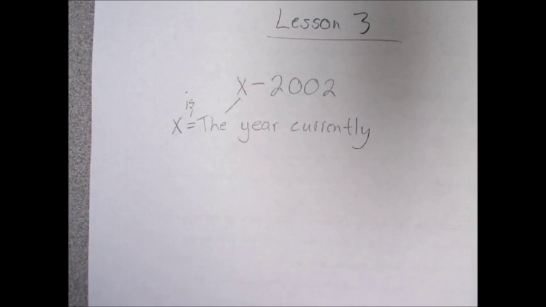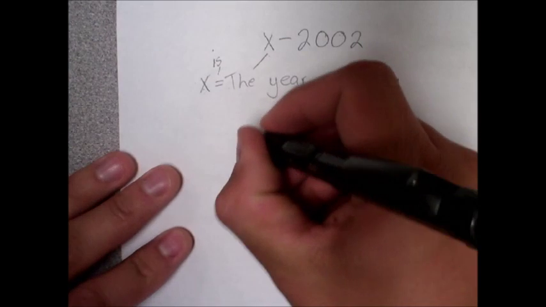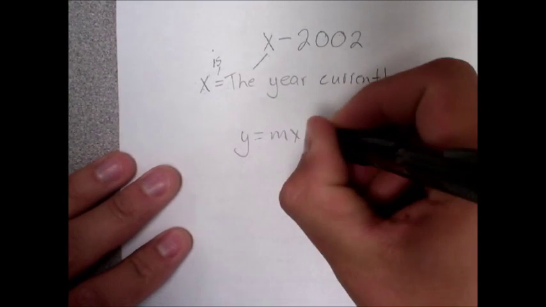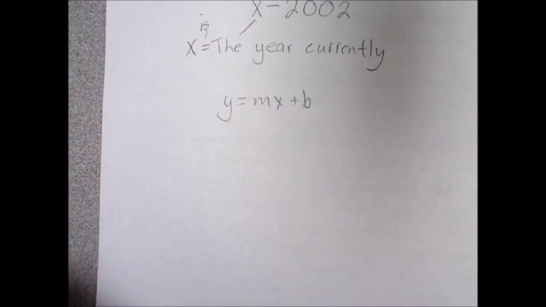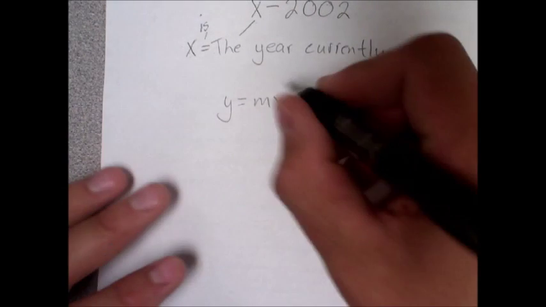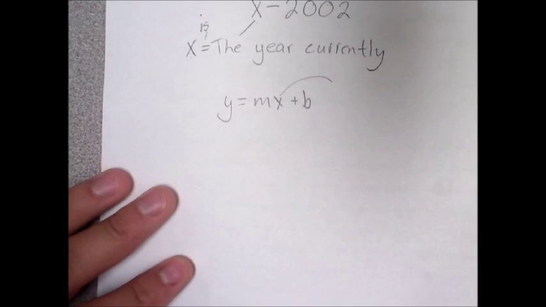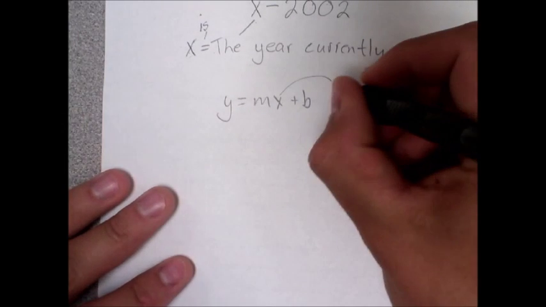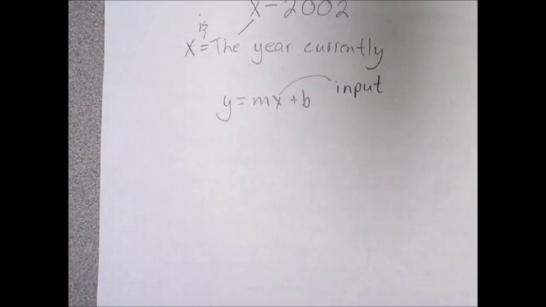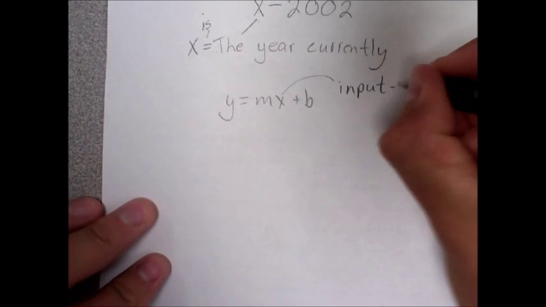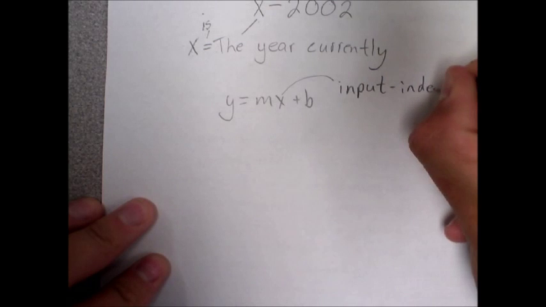Now, normally you'll see something in the form of y equals mx plus b. That's probably how you guys have seen a lot of your formulas. I want to make sure that you understand what X is in most formulas. X is the input, okay? The input. In other words, it is the independent variable.